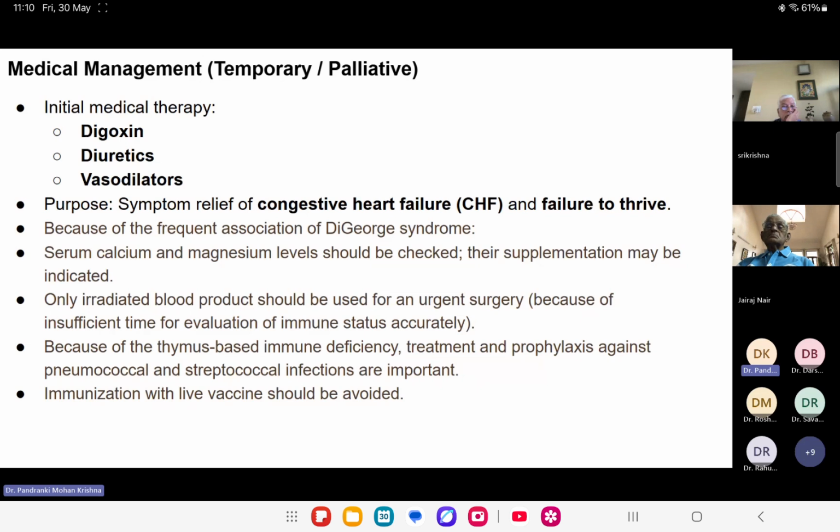And coming to DiGeorge syndrome, you have to keep in mind the calcium and magnesium levels, which need to be supplemented. And if blood products have to be given perioperatively, usually it should be irradiated blood. And because of the thymus absence, immune deficiency, treatment and prophylaxis against pneumococcal and streptococcal infections is important. And immunization with live vaccine should be avoided.